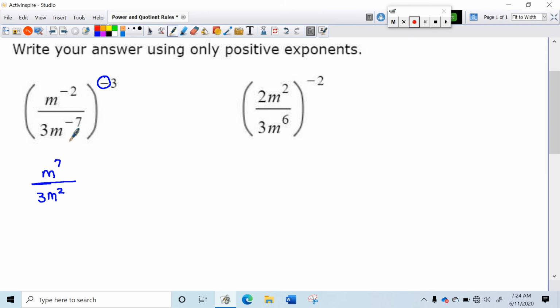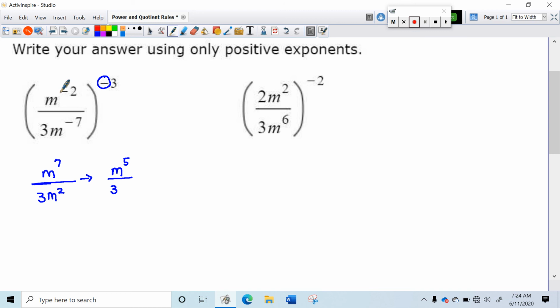Now we're still dealing in the parentheses. We haven't dealt with the negative 3 on the outside yet. We're going to save that. Okay, so now what we want to do is make a fraction. The 3 is going to stay on the bottom because it doesn't have an exponent. Now for your m's, you've got to ask yourself, where's the largest exponent? On the top or the bottom? When we have a 7 and a 2, the 7 is larger, it's on the top. That means in your answer, the m is going to be on the top. Well, not in the answer, but in the next step. Now you subtract the exponents. So 7 take away 2 is 5.